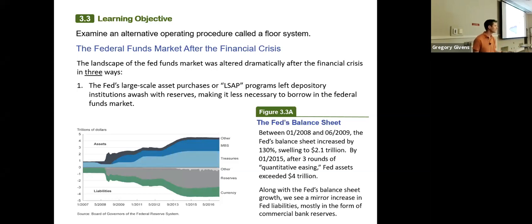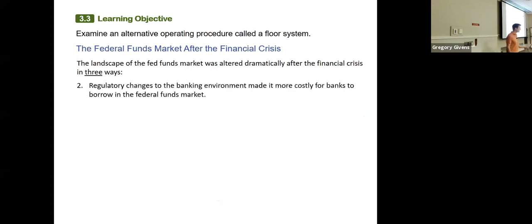Okay, questions about that? So that's big change number one. The second change that I want to spend a few minutes talking about is a couple of key regulatory changes.